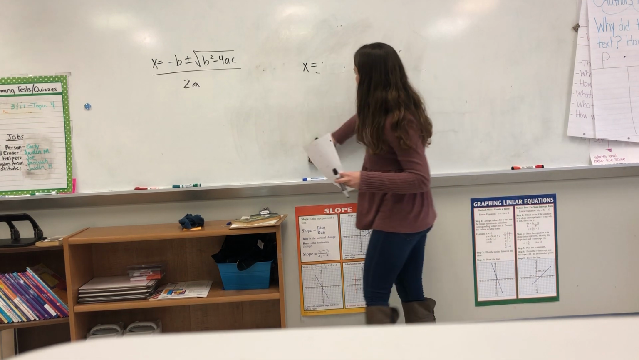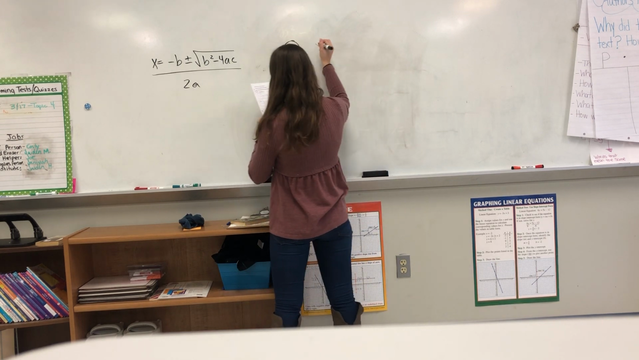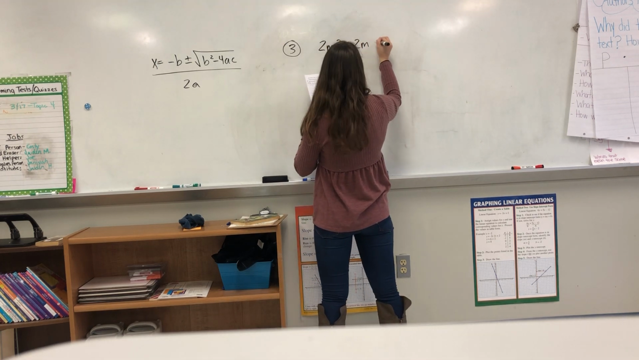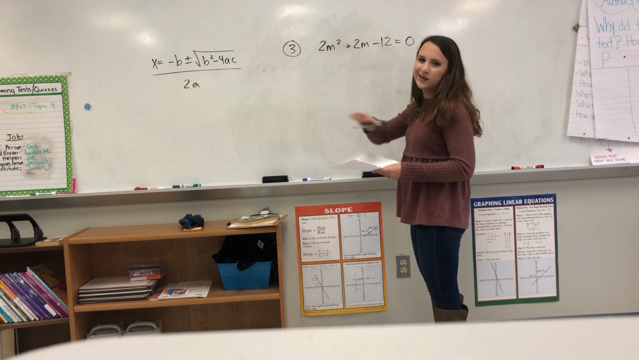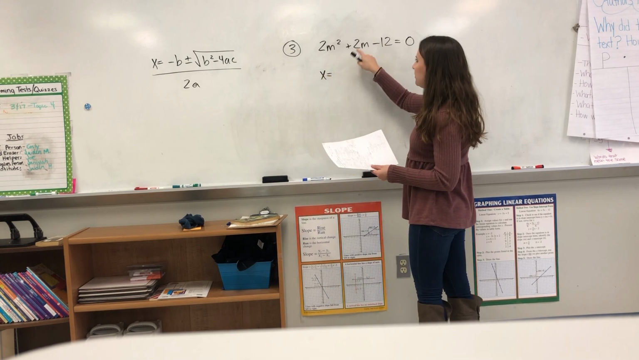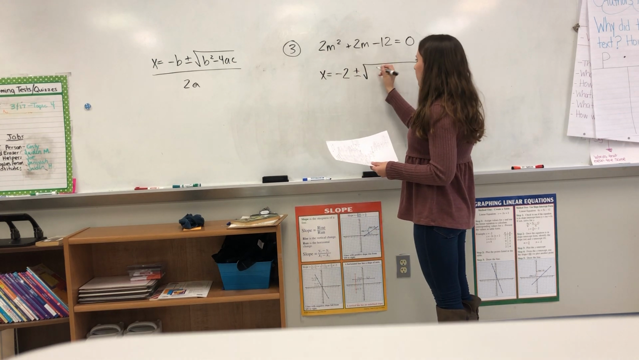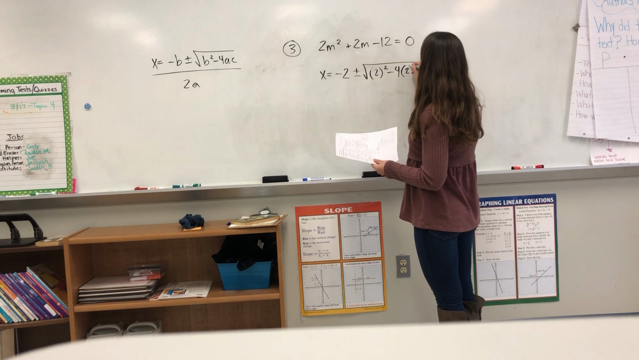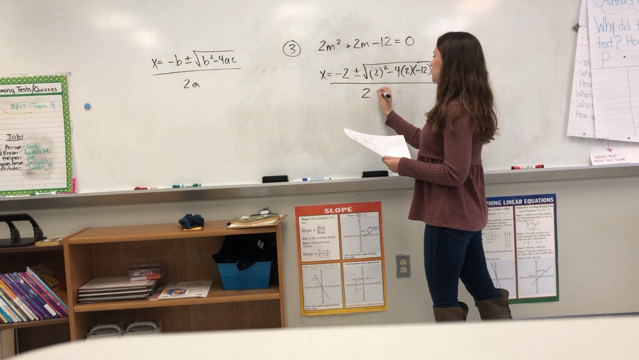Okay. Next one. Number 3. 2m squared plus 2m minus 12 equals 0. So even though our leading coefficient is not 1, it doesn't matter, it's still the same process. So x equals the opposite of b. The opposite of b is negative 2 plus or minus the square root of b squared, so 2 squared, minus 4 times a times c, all over 2a.